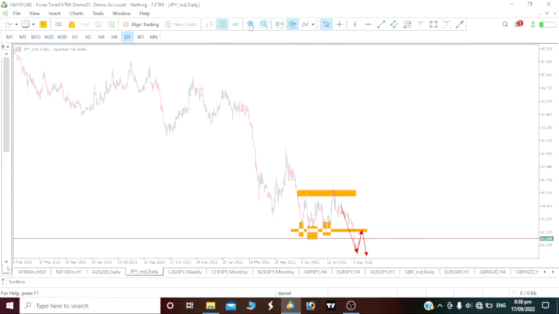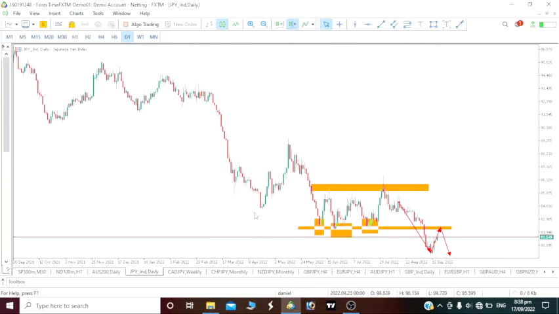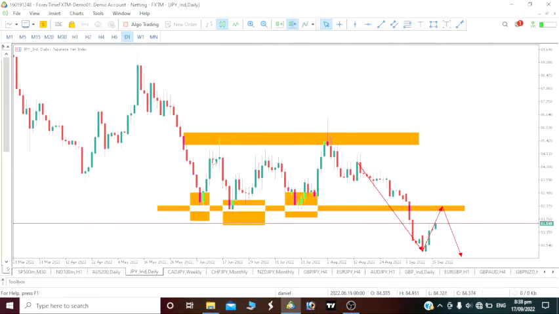Same thing with our JPY index. See this JPY index now. This is a full trend in our movement, a bearish move. Price came to this level, pushed up, came to this level, pushed up, came to this level. So it's kind of a range, right?